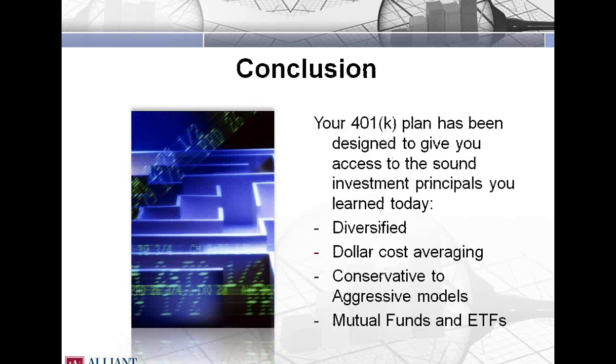You may have observed as we went through this presentation that your 401k plan has been designed to include many of the sound investment principles we've just learned about. For example, you can dollar cost average into a diversified model allocation portfolio of mutual funds and ETFs. At Alliant, we strongly encourage you to A, save 10% of your income into your 401k or other investment account, B, diversify by adopting one or more of our asset allocation models, and C, ride out the ups and the downs. Do that, and you'll give yourself a great chance of a retirement free from financial worries.